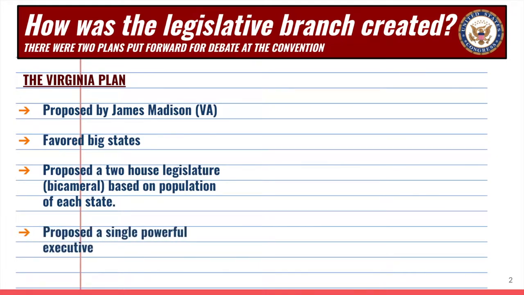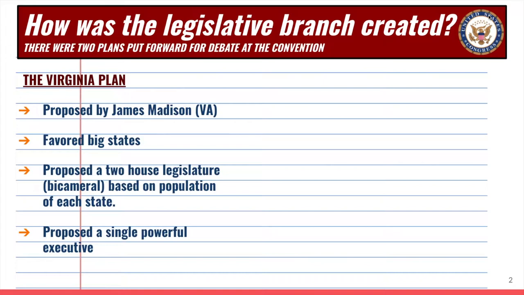It proposed a single powerful executive. So as you recall, under the Articles of Confederation, there was no single leader. Mr. Madison was proposing that they create a single powerful leader for the country that would be the chief executive and would be in charge of the executive branch of government.